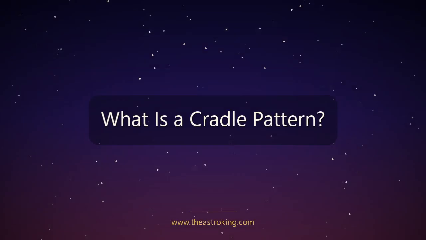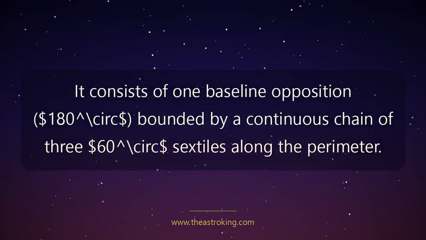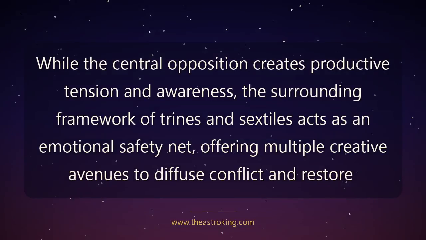What is a cradle pattern? A cradle pattern is a 4-planet configuration occupying one half of the zodiac wheel. It consists of one baseline opposition, 180°, bounded by a continuous chain of 3 sextiles, 60°, along the perimeter. Intersecting across the middle are 2 trines, 120°, that tie the entire structure together, while the central opposition creates productive tension and awareness.